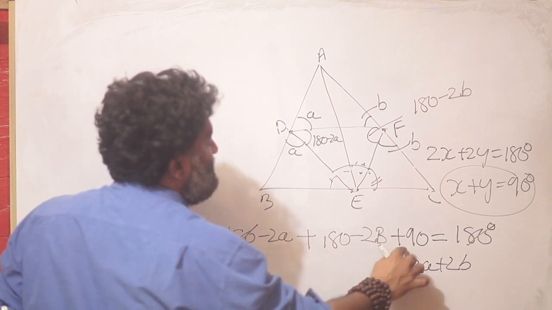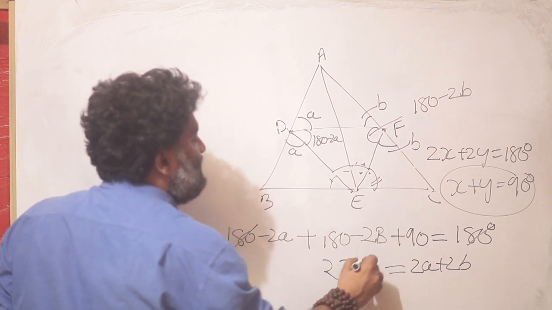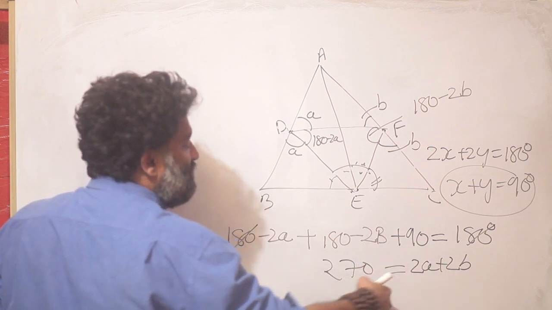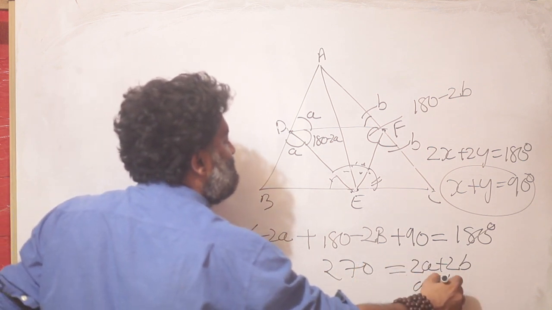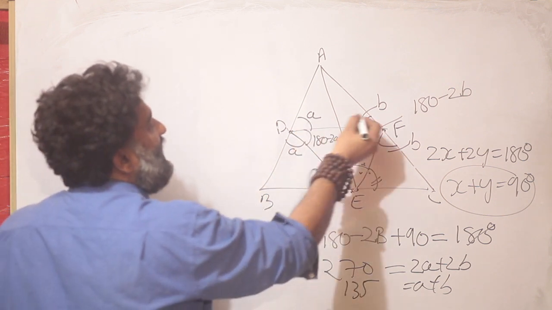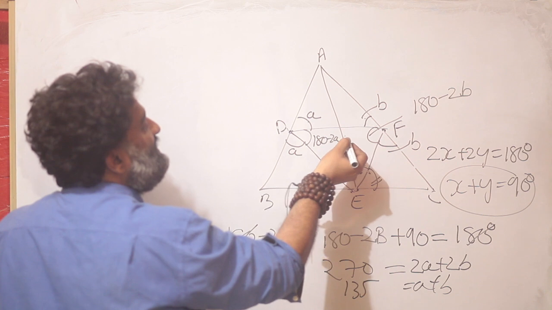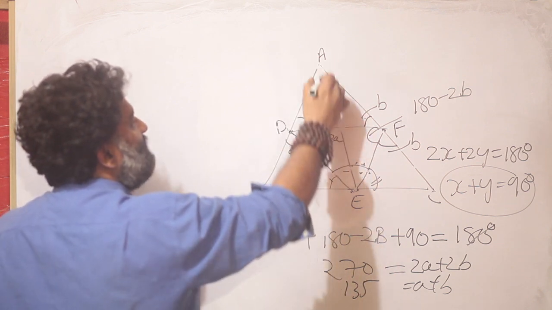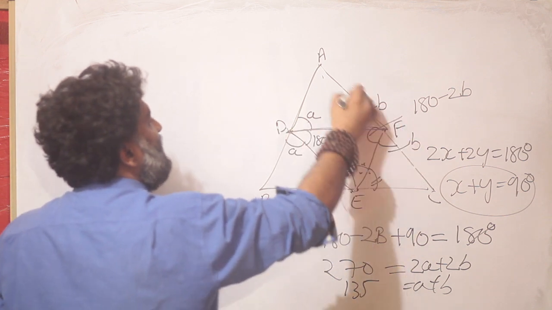And this 180 plus 90 gives me 270. 2A plus 2B is equal to 270. I will remove the 2 and I'll get A plus B is equal to 135. So A and B, I know A plus B is equal to 135. Now forget this line for a minute and focus on triangle ADF.